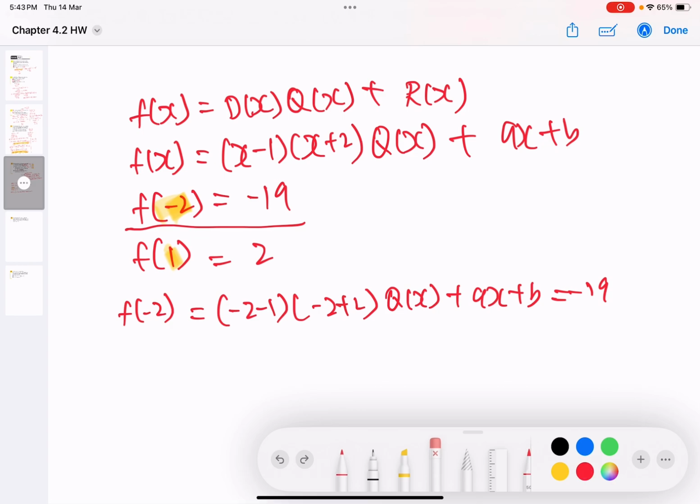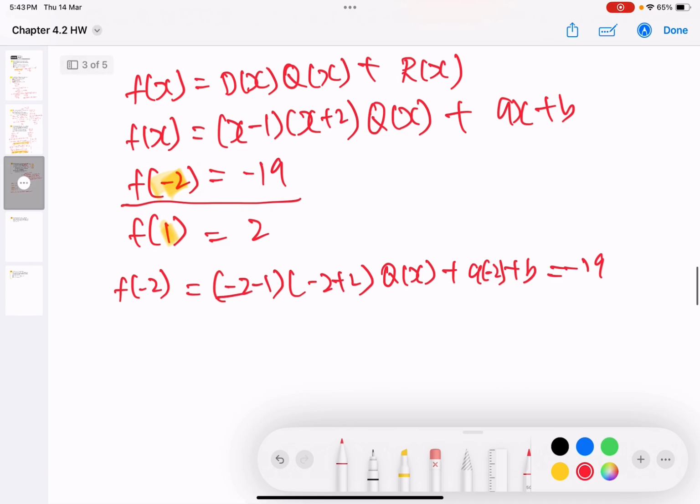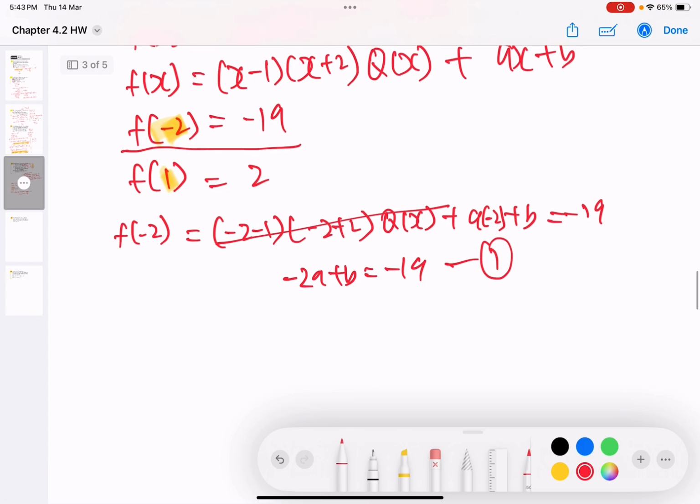Sorry, my apologies. Here, my x is negative 2. So I forgot to substitute negative 2 in here as well. So here, this whole thing becomes 0, so it cancels out. What I'm left with is just negative 2a plus b is equal to negative 19. So this is my equation 1. How about my equation 2?